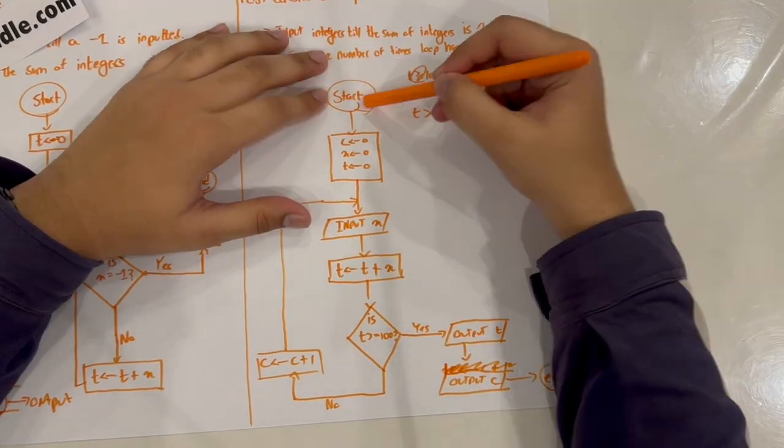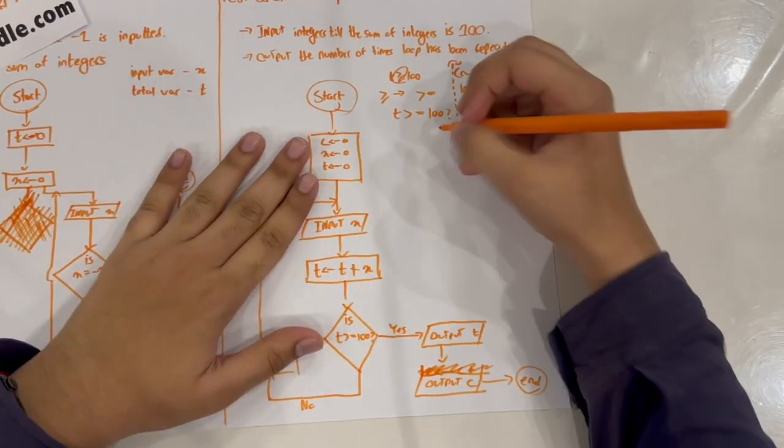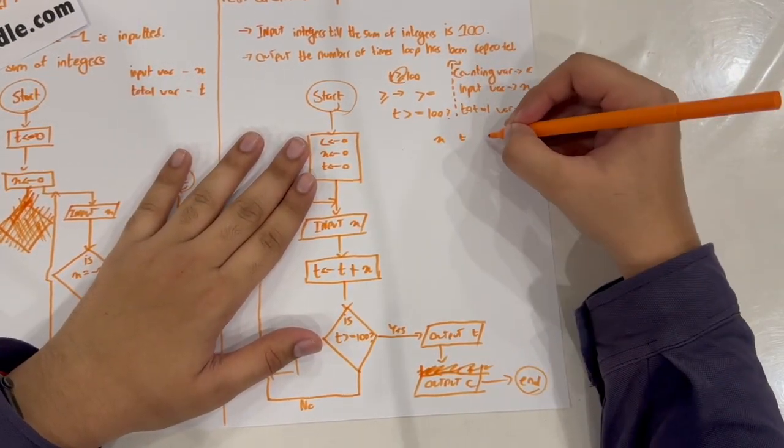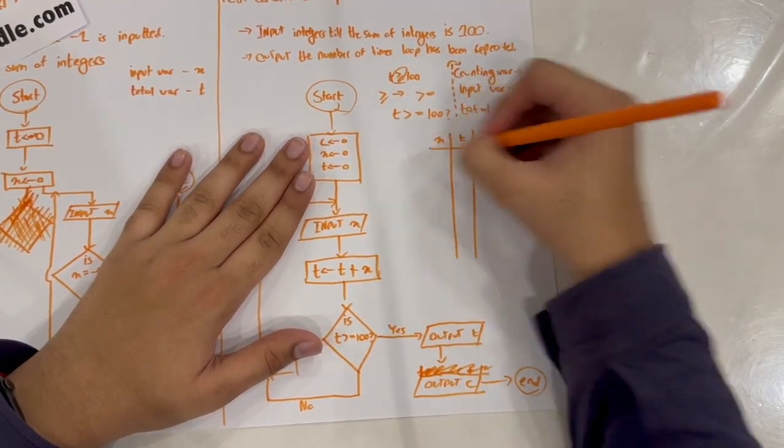So we have start. Now let's drive in the program, and even let's create a trace table for it. So we have the value of x, the value of t, and the value of c. Alright, and let's drive in this program.